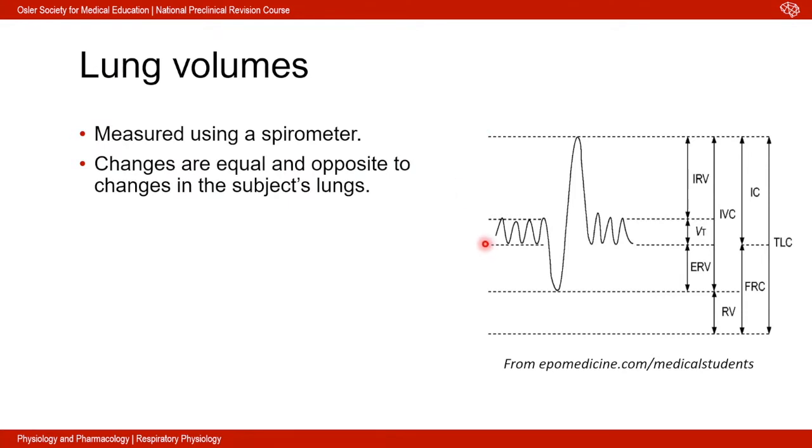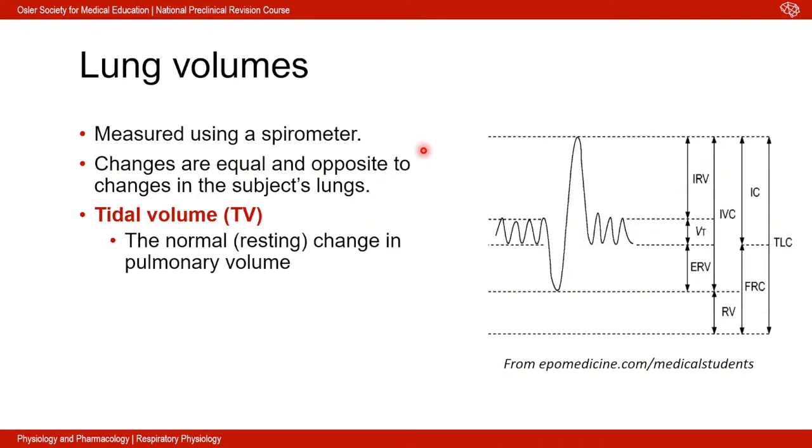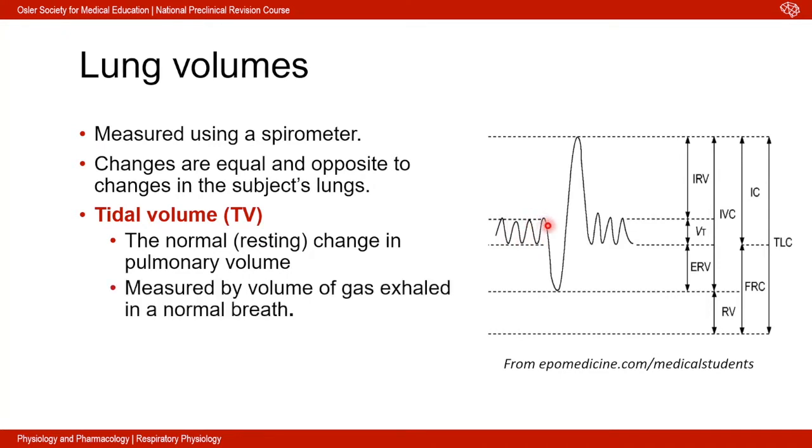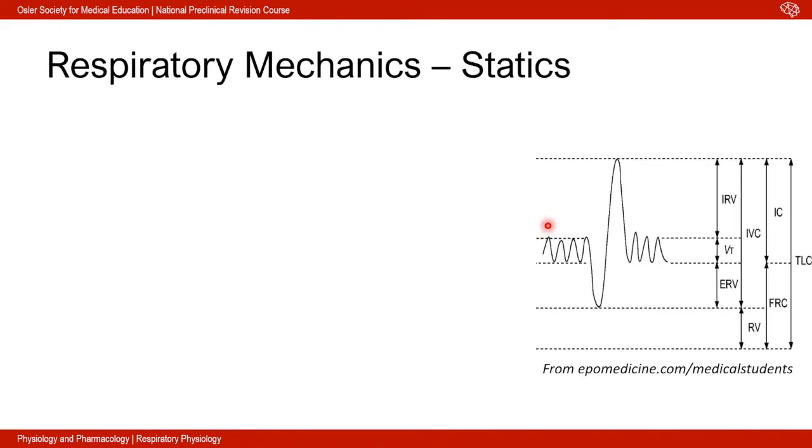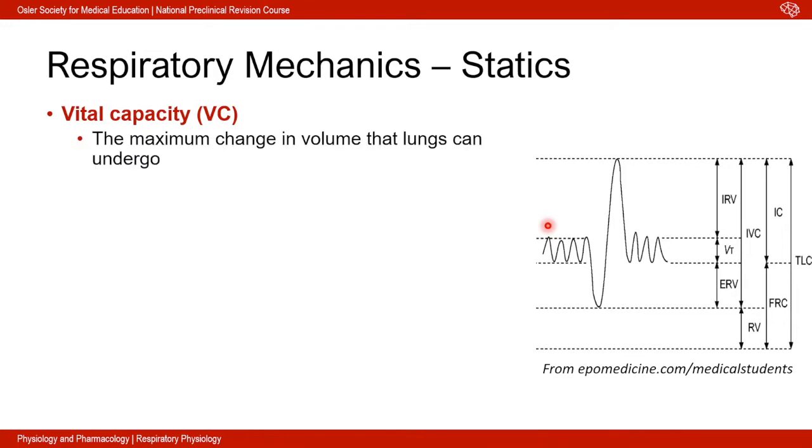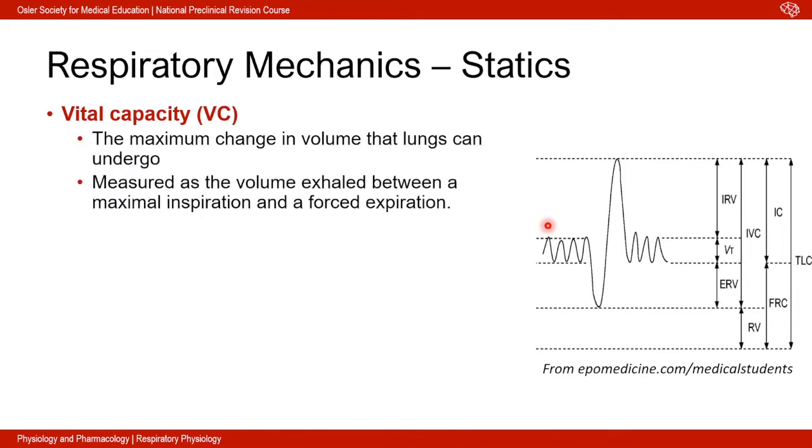If you breathe out, the spirometer goes up, breathe in, it goes down. The tidal volume, TV, is the normal change in the pulmonary volume. It's just this little wiggle here, going in and out, and it's kind of passive inspiration and expiration. It's typically about half a litre, 500 mils. The next ones we need to know are the vital capacity, which is that maximum change that the lungs undergo. It's the volume exhaled between maximal inspiration and forced expiration.